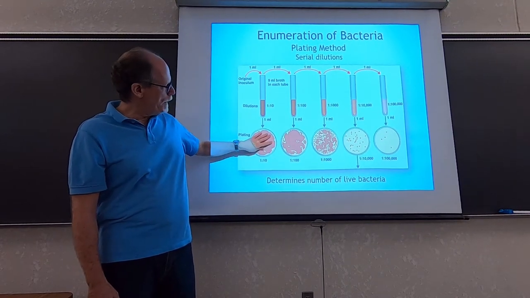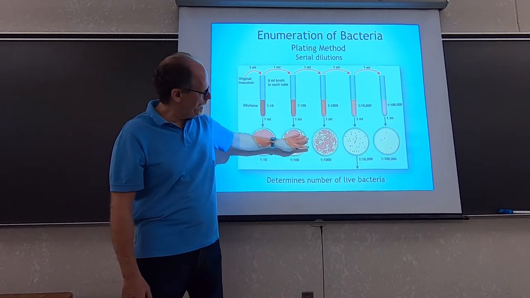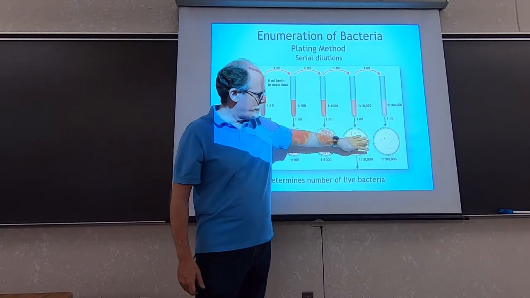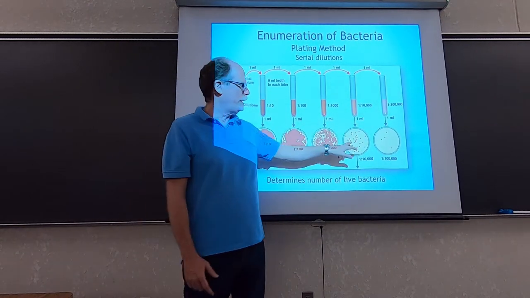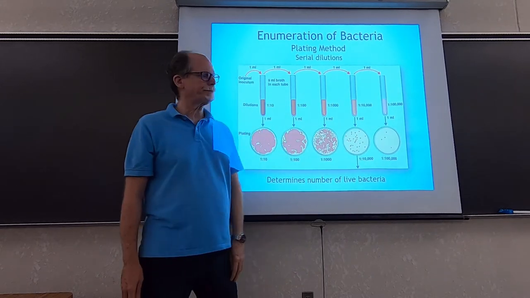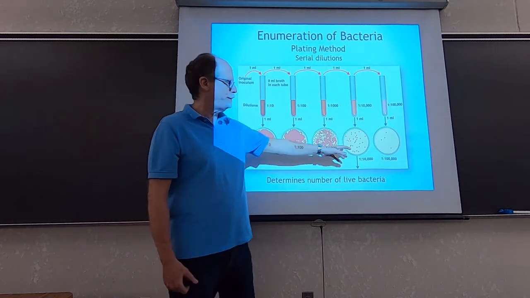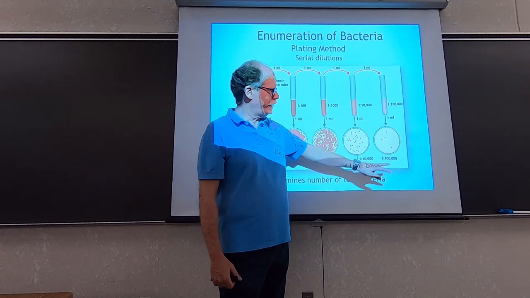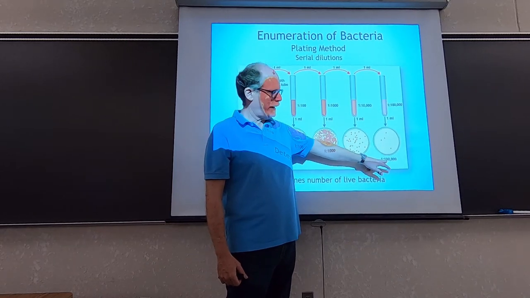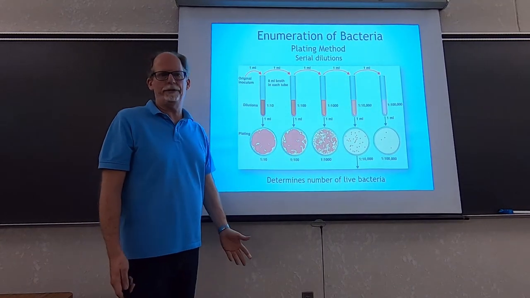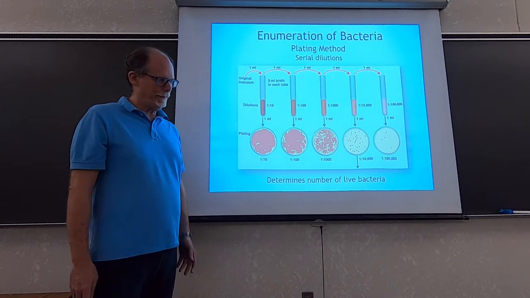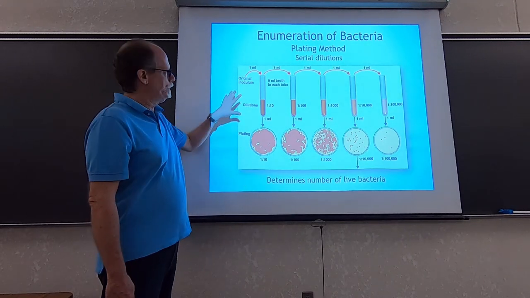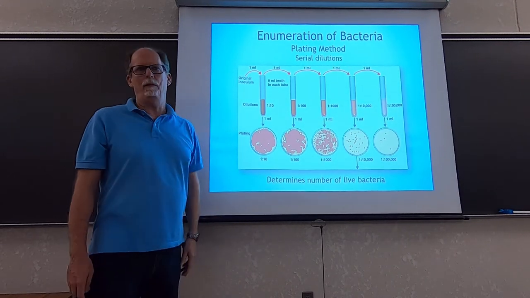So here there's too many colonies to count. And then you get to a dilution point where you can actually count the colonies. So in this last plate, there's four colonies. If you multiply four times the dilution factor, which is 100,000, then you'd have approximately 400,000 in the original inoculum.